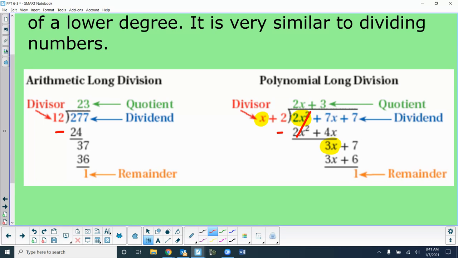So I do the same thing. What's 3 times x? 3x. What's 3 times 2? 6. So that's where the 3x plus 6 came from. What do we do with the 37 and the 36? We subtract. What are we going to do with the 3x plus 7 and the 3x plus 6? Same thing. It's the same procedure.